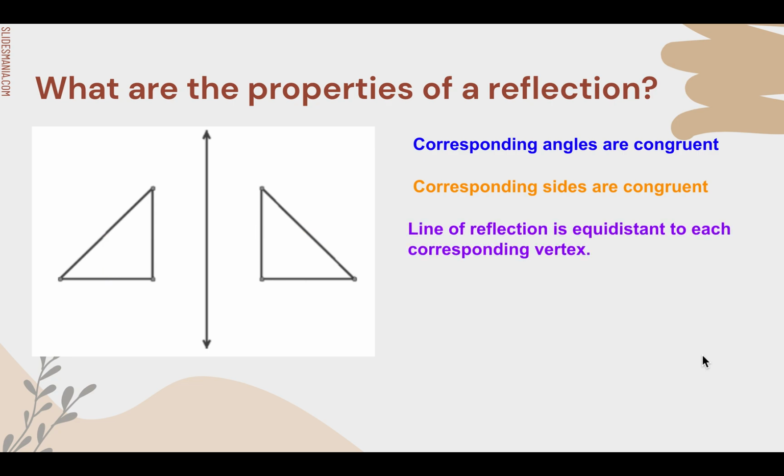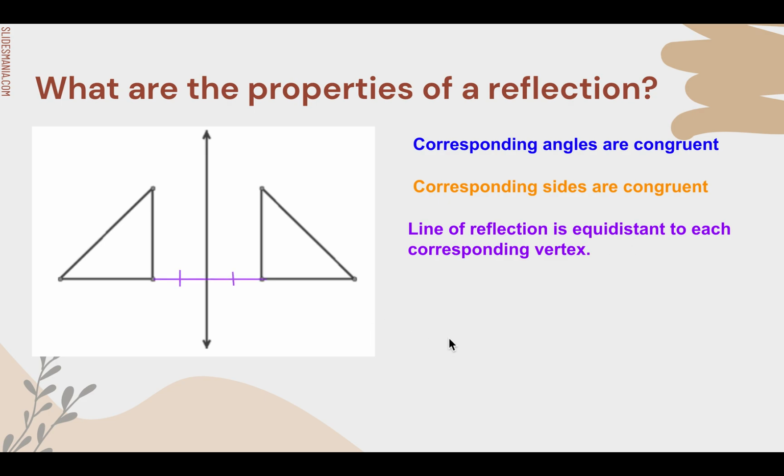Our next property is that the line of reflection is equidistant to each corresponding vertex. So in this one now, the line of reflection is involved as well. When we say equidistant, that means literally equal distance. It's just a fancy word, equidistant, that we can use there.